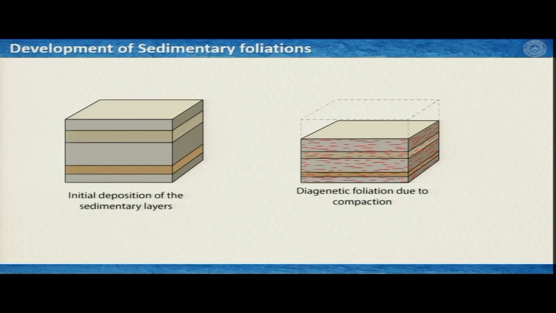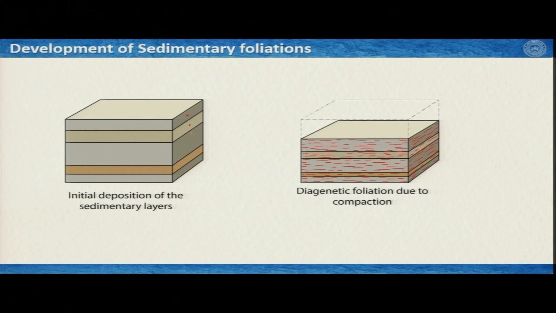Now, for sedimentary foliations, we define it in two different ways. One is bedding foliation and another is diagenetic foliation. The bedding foliations are essentially compositional layers. So, as you see in this cartoon diagram, initial depositions do happen, and the depositions within the basin can happen with different compositions due to the flux of the sediments from where the rivers or whatever is flowing and bringing the sediments to the basin, and they are being deposited.